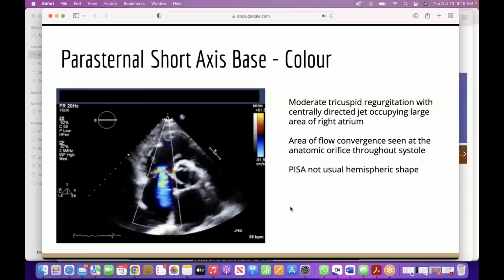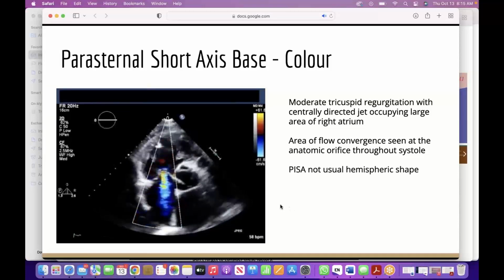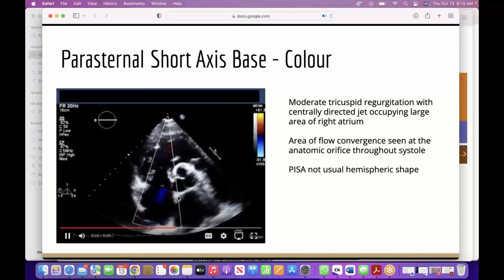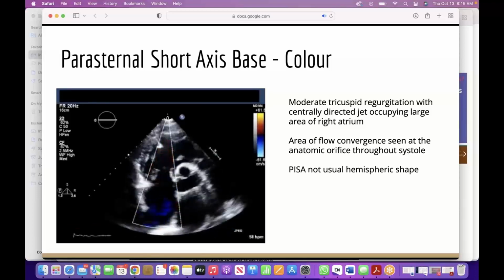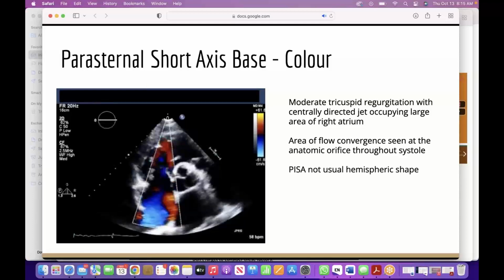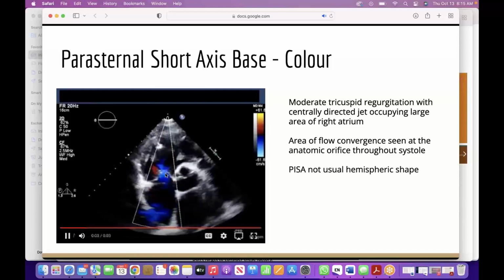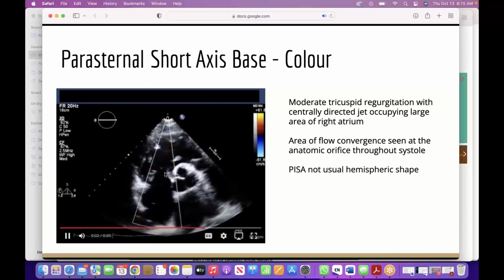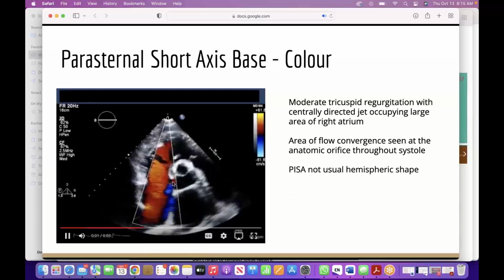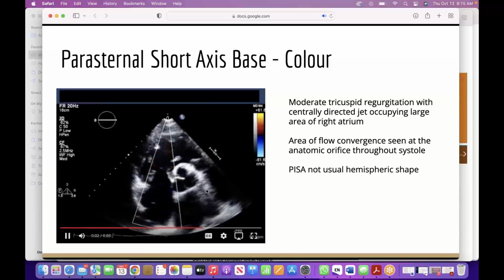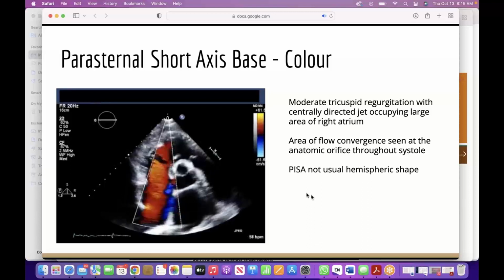Again, we apply color to the tricuspid valve. There is moderate tricuspid regurgitation on this view based off of the color depth and how much of the right atrium it occupies, also considering that the right atrium is substantially dilated in this patient. There is an area of flow convergence seen throughout the anatomic orifice during systole. And again, a PISA was not done for this regurgitant jet, but the orifice itself is not the typical hemispheric shape that would allow for adequate PISA calculation. But the area of flow convergence seen suggests that this is more likely moderate than mild.